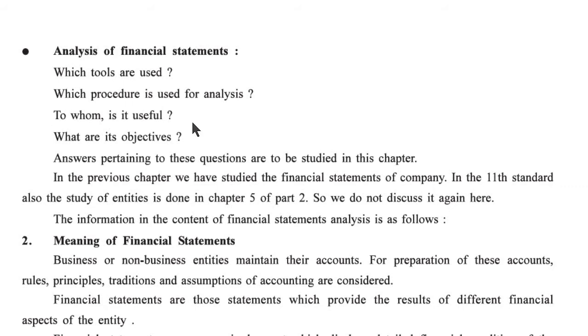To whom is it useful? What are its objectives? Answers pertaining to these questions are to be studied in this chapter. In the previous chapter, we have studied the financial statement of a company. In the 11th standard also, the study of entities is done in chapter 5 of part 2, financial accounting. So we do not discuss it again here.